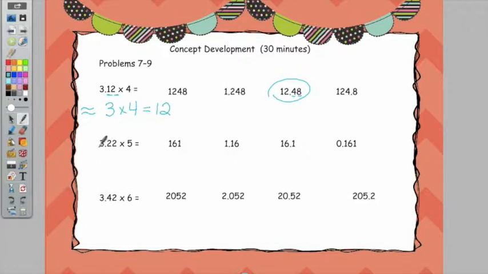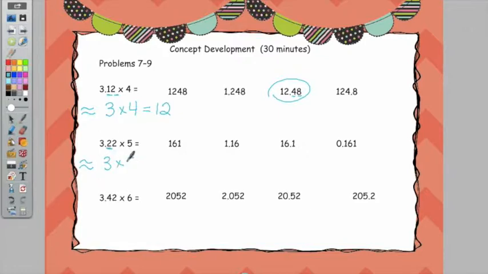So let's round 3 and 22 hundredths to the nearest whole number. Which one will I underline? The tenths place, good. The tenths place, the 2 is above or below? Below. So the 3 stays the same.